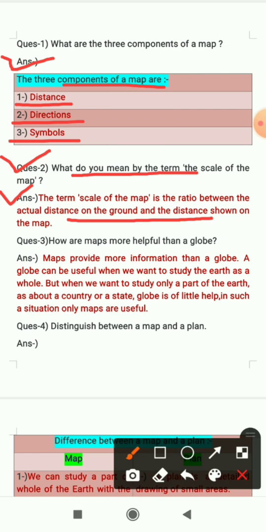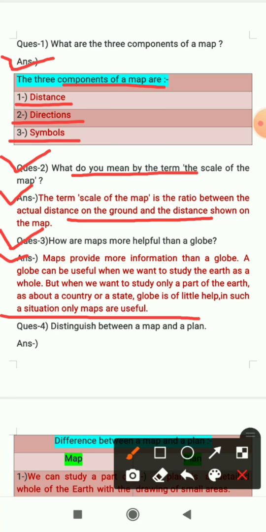Now let's see question number 3, that is, how are maps more useful than a globe? We have to tell how maps are more useful than a globe, and the answer is, maps provide more information than a globe. A globe can be useful when we want to study the earth as a whole. But when we want to study only a part of the earth, as about a country or a state, a globe is of little help. In such a situation, only maps are useful.